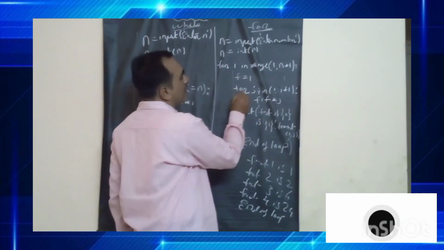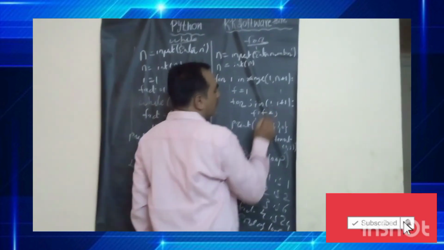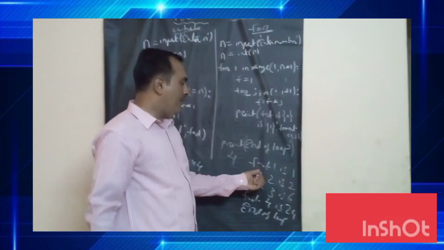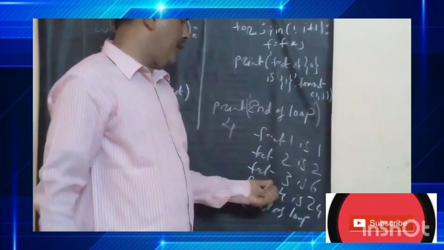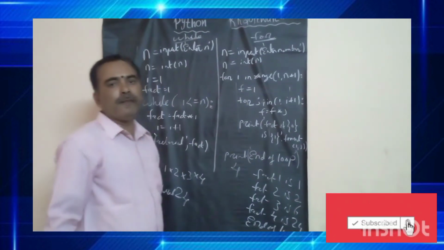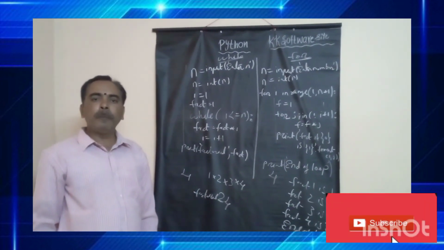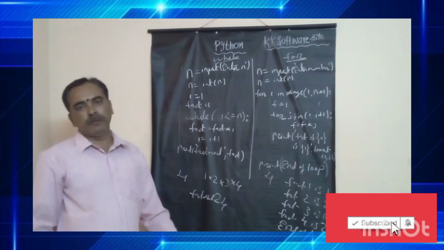f is equal to 1. for j in range 1 comma i plus 1. f is equal to f into j. So it will calculate fact of 1 is 1, fact of 2 is 2, fact of 3 is 6, fact of 4 is 24, and end of loop. This is how I will calculate the factorial of a specific number using while loop and a group of numbers using for loop. Thank you.